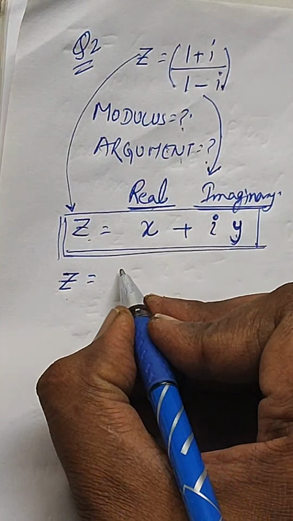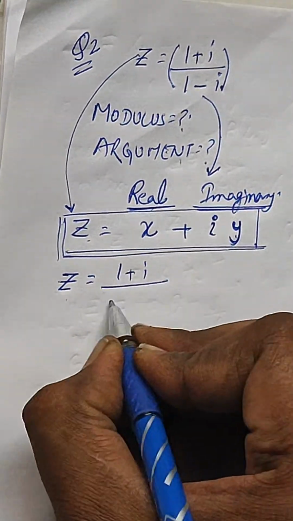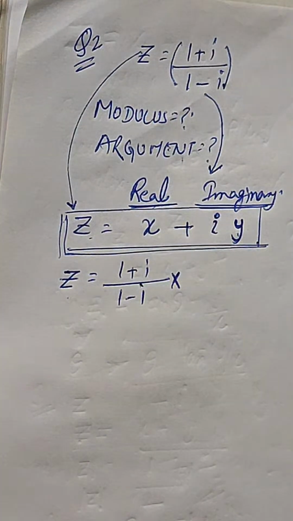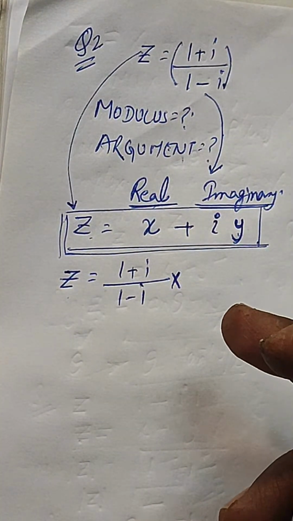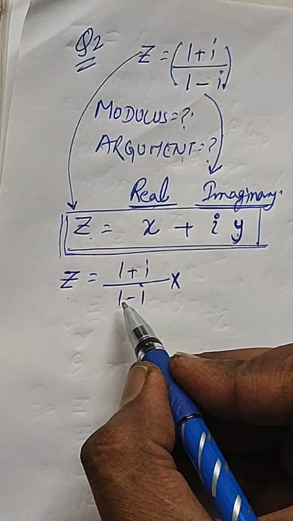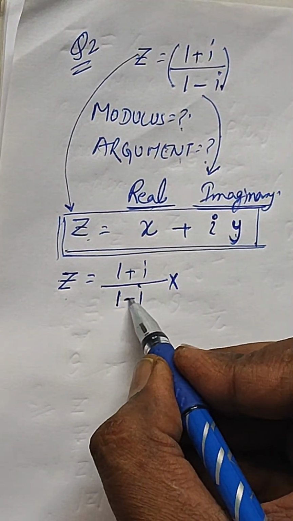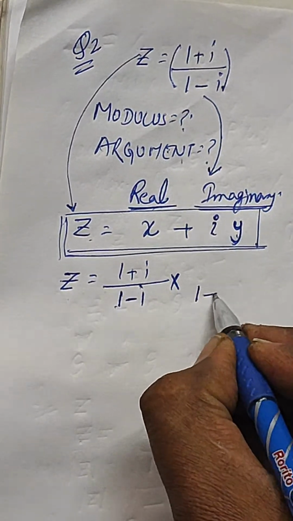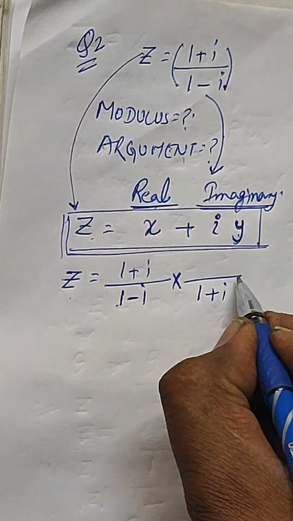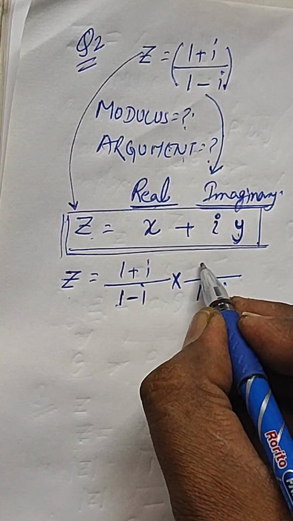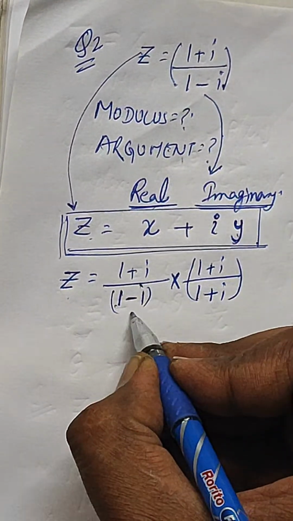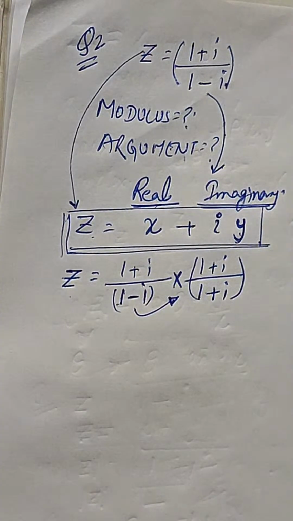How? z equals 1 plus i by 1 minus i, right? As we did in rationalization, if you remember, right? What we did, in the denominator the sign was minus between the real and imaginary part, then we will multiply by its conjugate, that is 1 plus i, in the numerator and denominator, the conjugate of the denominator part, you can see over here, right?